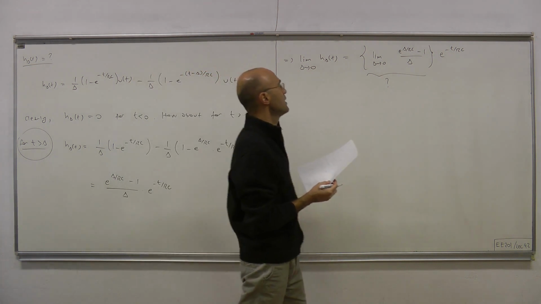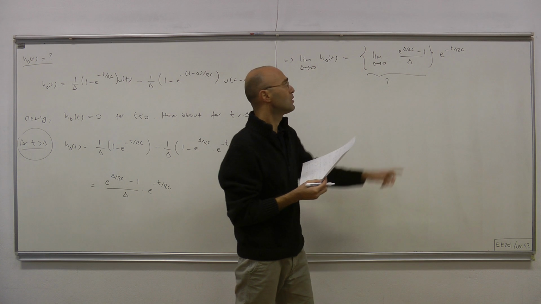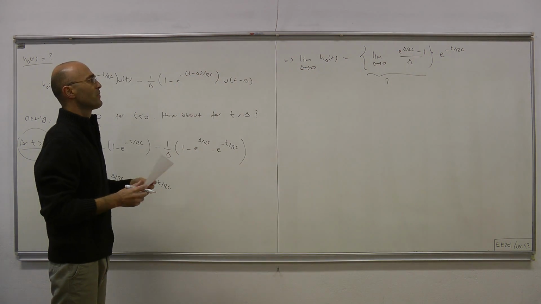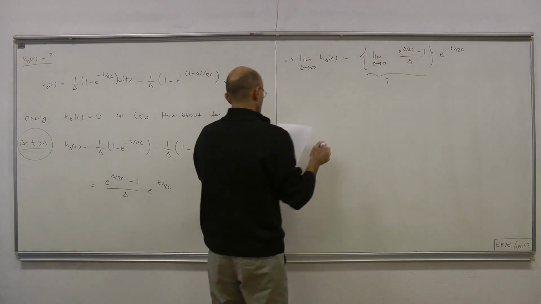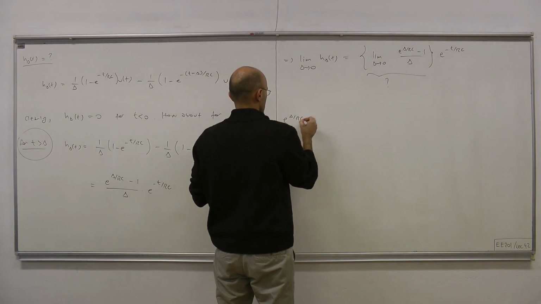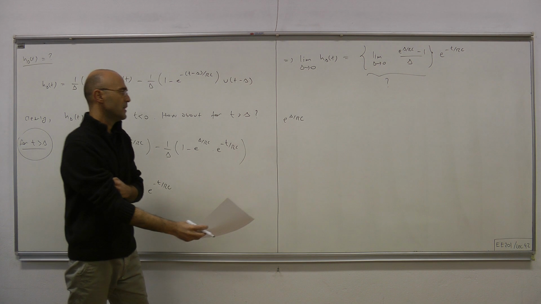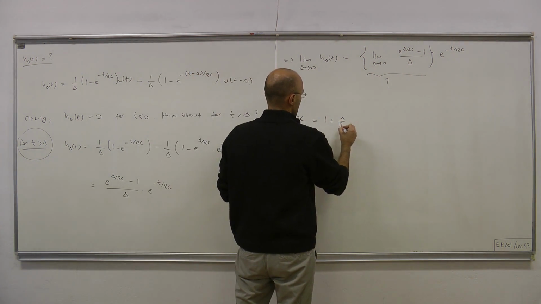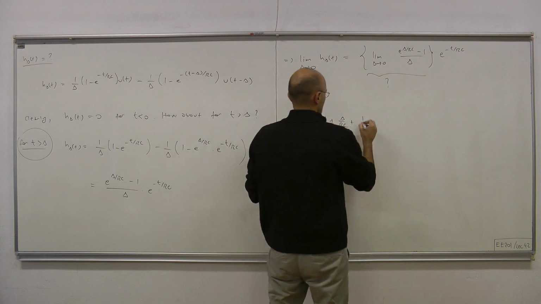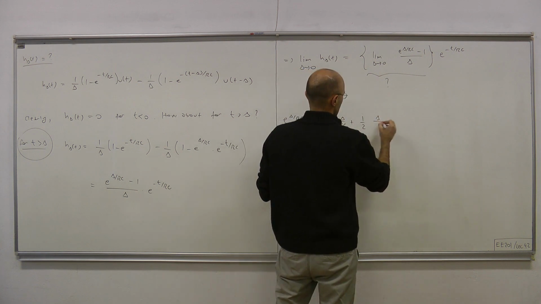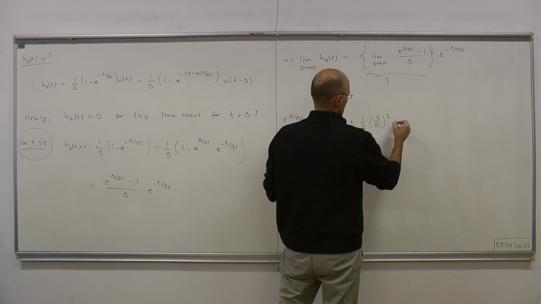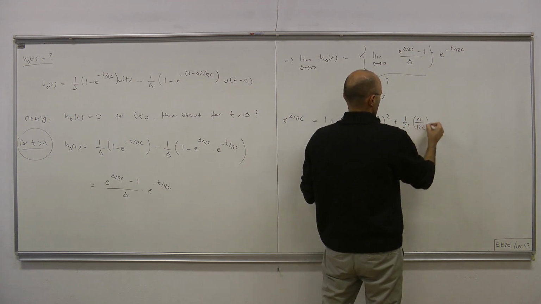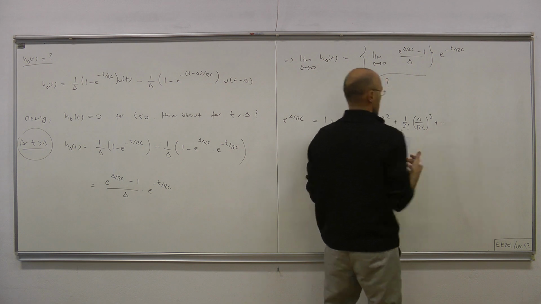So what you can do is either apply L'Hopital's rule, that is, differentiate both numerator and denominator, and then retry, or we can do the following: e to the delta over RC equals 1 plus delta over RC plus 1/2 times delta over RC squared plus 1/6 times delta over RC cubed, and so on.